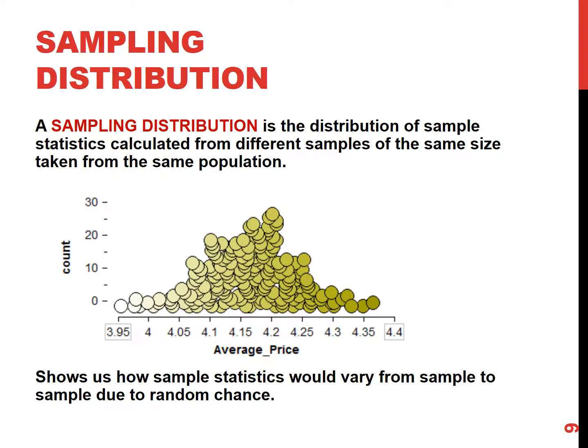And this is what the sampling distribution shows us. It shows us how sample statistics would vary from sample to sample due to random chance, that is, which stores happen to be included in the sample. Understanding this variation is the foundation of the statistical inferences that we will do in the rest of the course. But in this module, we're just going to focus on some of the characteristics of sampling distributions.